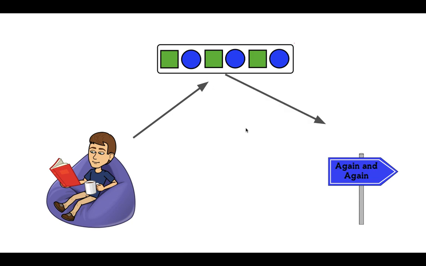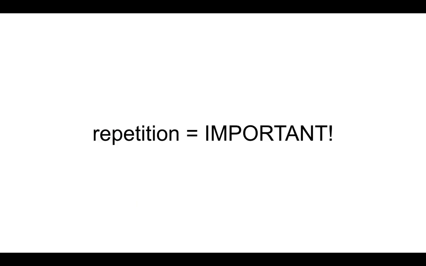Today, the pattern that we're going to be looking at is called Again and Again. So we're going to be trying to notice things that happen over and over and over in the book so that we can figure out why it is happening and what more it can tell us. The big idea here is that repetition is important. Things that happen over and over in the book, it's not by accident. It's important, and we need a strategy to help us figure out why and what's going on.